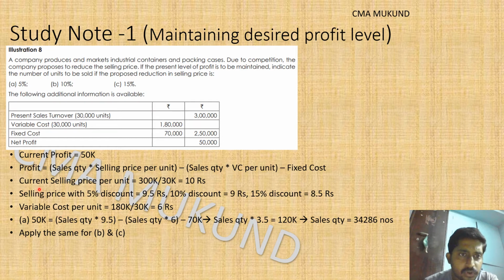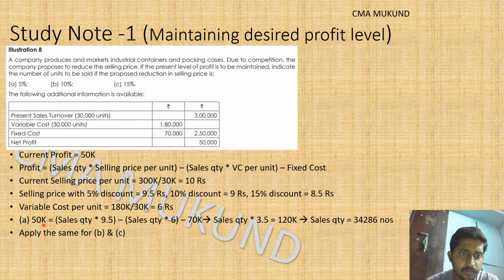Okay, so let's go ahead with the problem. So variable cost per unit, yes, we can easily find it. 1.8 lakhs is the total variable cost in the P&L, and 30,000 units have been sold. So 1.8 lakhs divided by 30,000 units is 6 rupees, which is the variable cost. Okay, and now we can apply the same formula which we saw in bullet point 2.